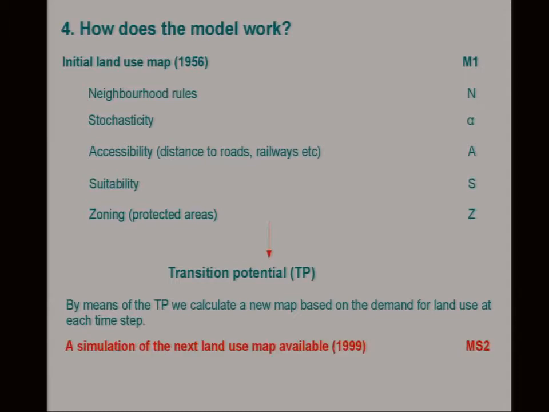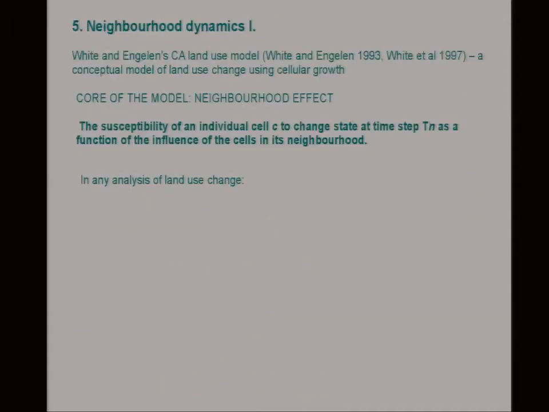Okay? And the first thing we do, in a process we call calibration, is we simulate our next land use map that we've got available, which in my case was 1999, so quite a long time step. And it's pretty simple. It's a pretty straightforward model.